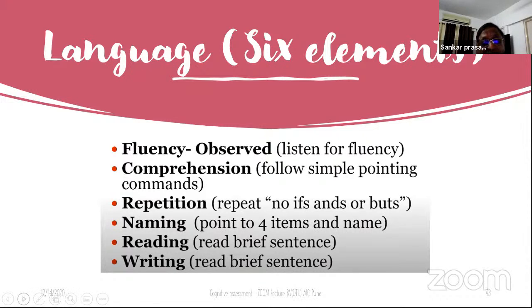Of course, repetition should be from a small word to a sentence and a phrase which has about 3 to 5 words in that. That is, often in English we use no ifs, ands or buts, but that's not possible for Indian people. So you have to have your Hindi version of it. Naming, point 4 items and name, and I showed you a kite, a cycle, a chap who has a bow, and ask them to read, and read brief sentences and write brief sentences, and you can do simple calculations also.